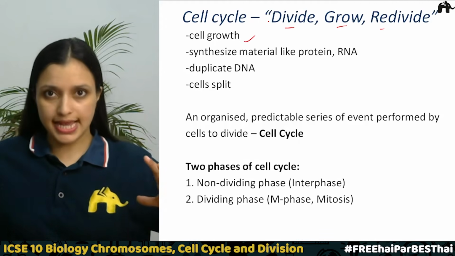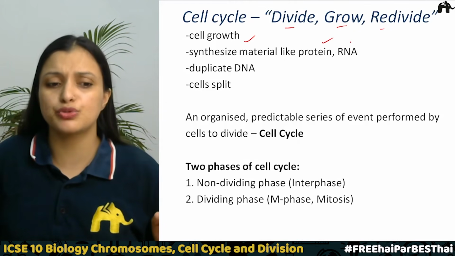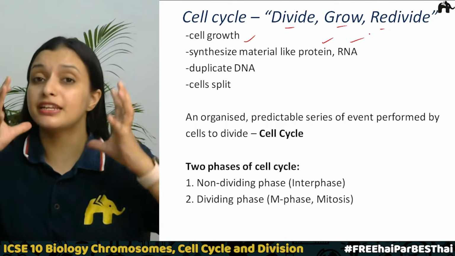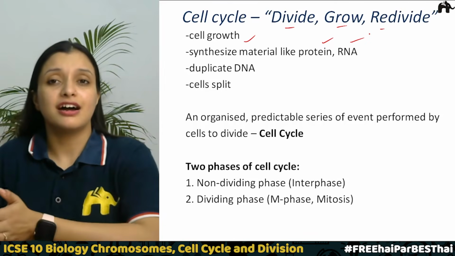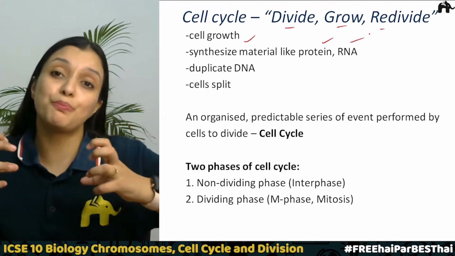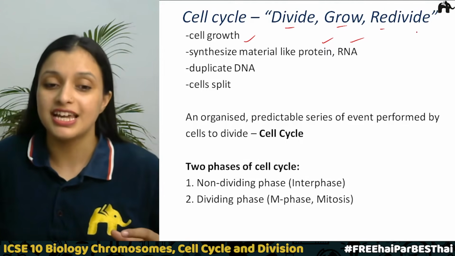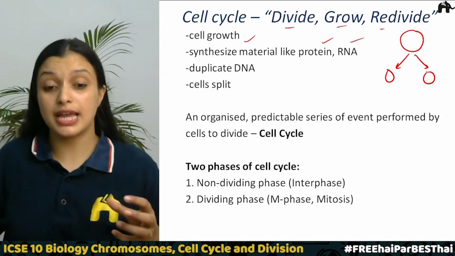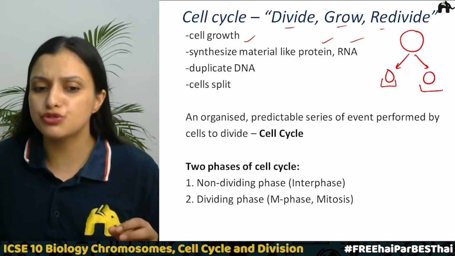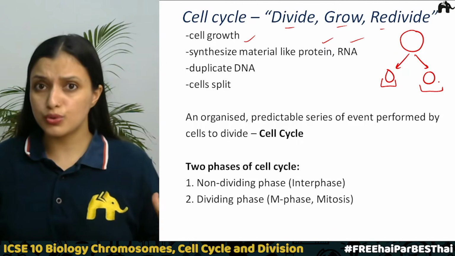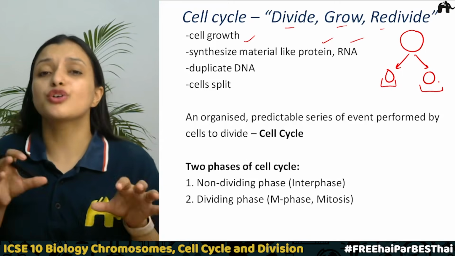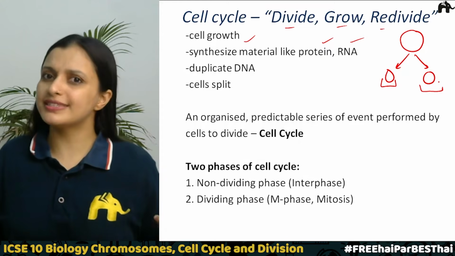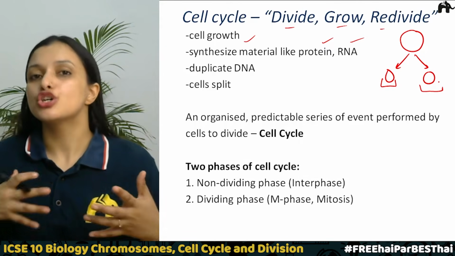A cell grows in size, right? It synthesizes materials like proteins and RNA, and duplicates its DNA, and then finally when it has enough of these proteins, RNA and DNA, this cell will split and form two daughter cells, right? Now these two daughter cells will further grow to a certain size, duplicate all the contents that are required like proteins, RNA and DNA, and they will redivide, right? So this is the cell cycle.